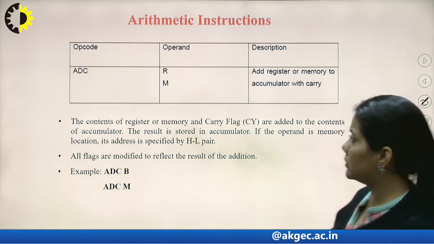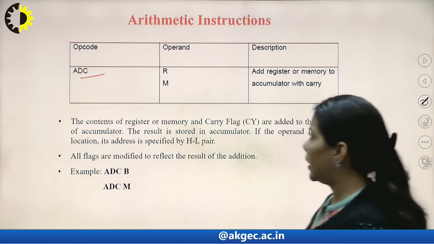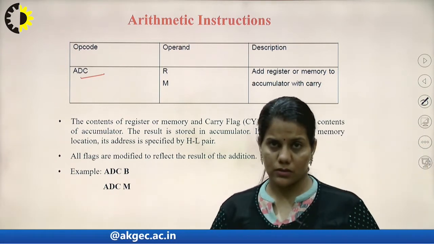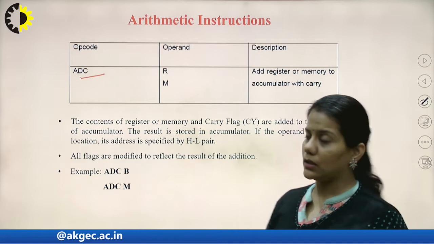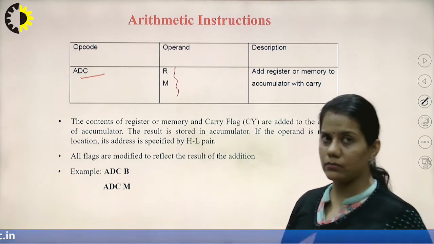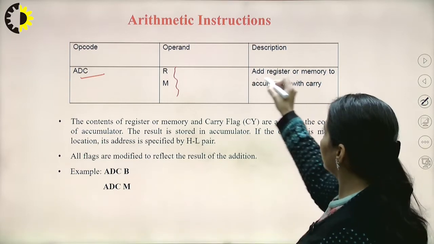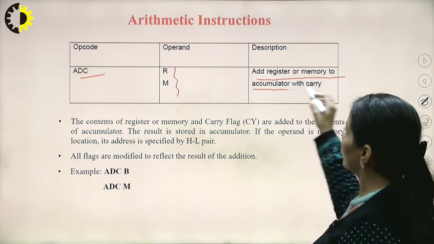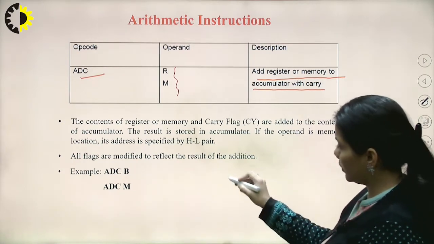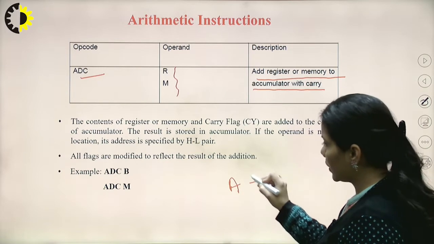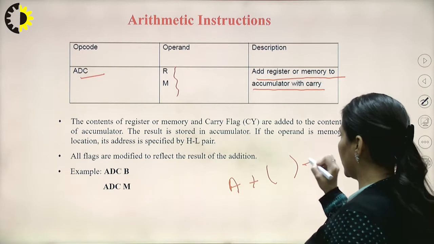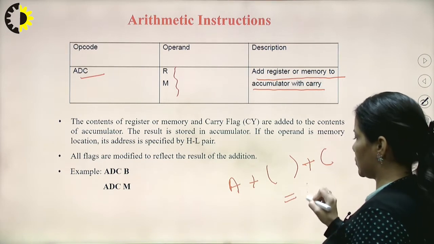Arithmetic instructions ADC R, M. Again, in this category of arithmetic instructions, the next instruction is ADC, that is addition with carry. Again, the operands are R and M. It will add the register or the memory to the accumulator along with the carry. So, what will it do? It will add the accumulator plus any register given in the operand or the memory location plus carry, and the result will be stored in the accumulator.